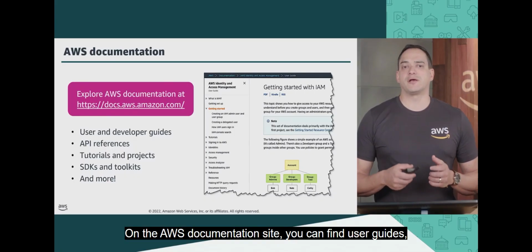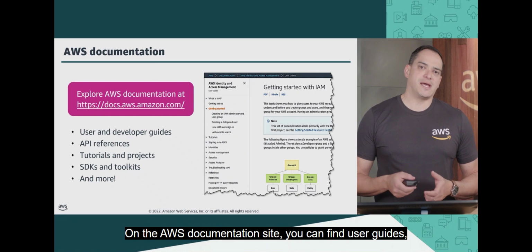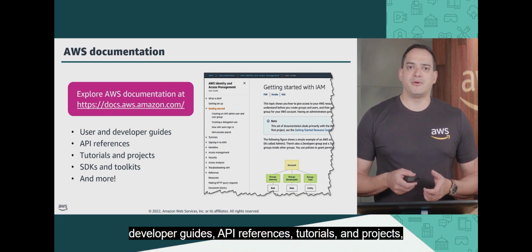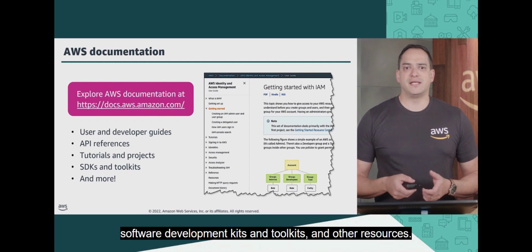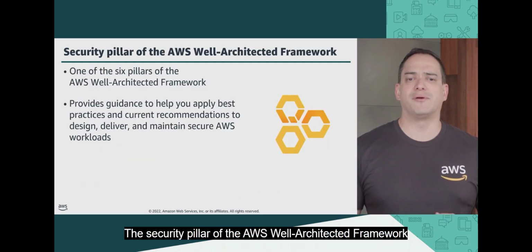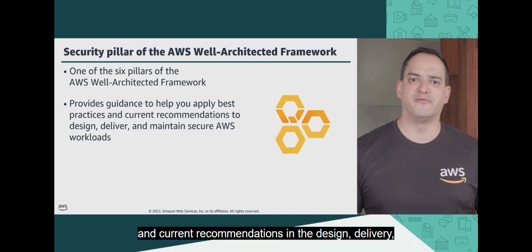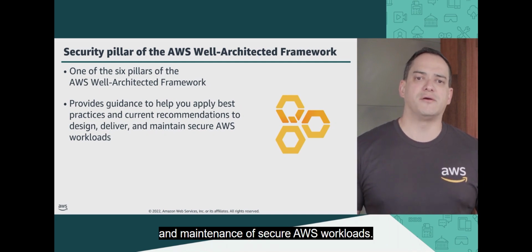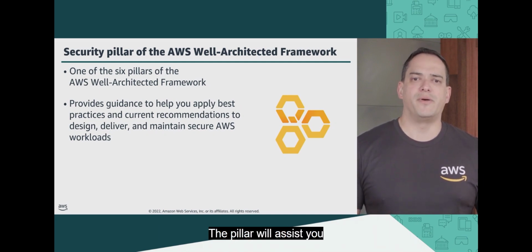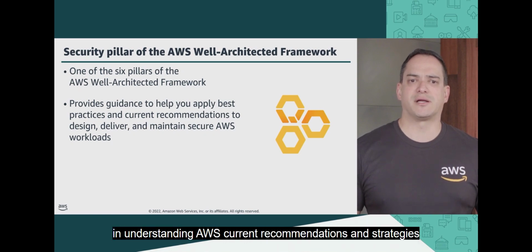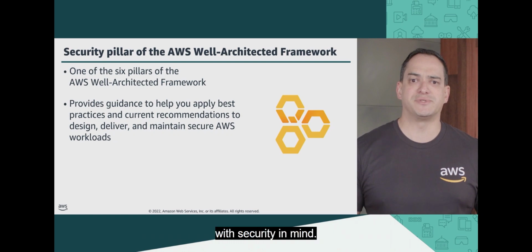AWS documentation and frameworks might assist you in preparing for the exam. On the AWS documentation site, you can find user guides, developer guides, API references, tutorials and projects, software development kits and toolkits, and other resources. The security pillar of the AWS Well-Architected framework provides guidance to help you apply best practices and current recommendations in the design, delivery, and maintenance of secure AWS workloads. The pillar will assist you in understanding AWS current recommendations and strategies that you can use when designing cloud architectures with security in mind.